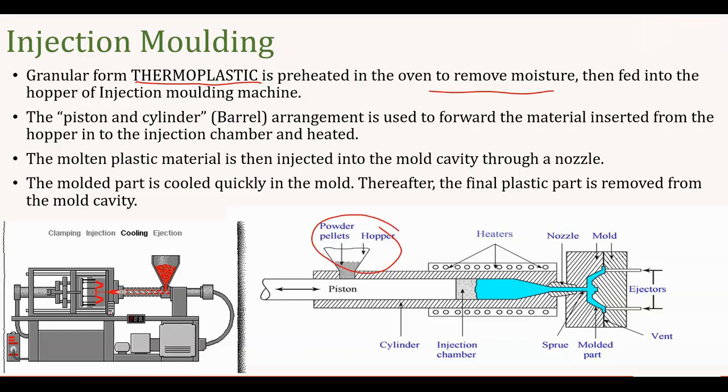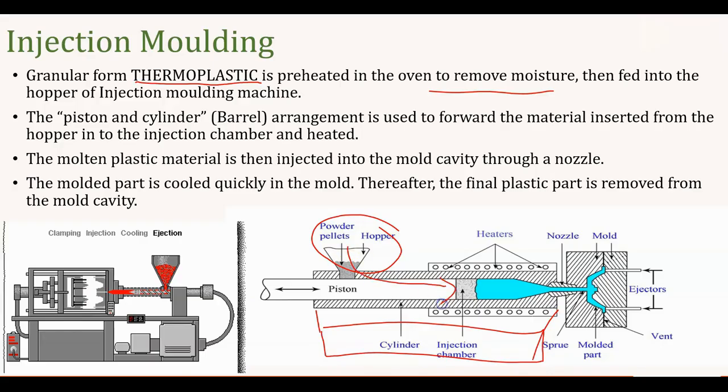Again you will have a piston and cylinder arrangement, usually called a barrel. The material will be transferred here, and this barrel is fitted with a heater, so you will heat the material. Once the moisture-free granules are fed into this barrel, they are melted to make molten plastic material. Once the material becomes molten, it is injected into the mold cavity.